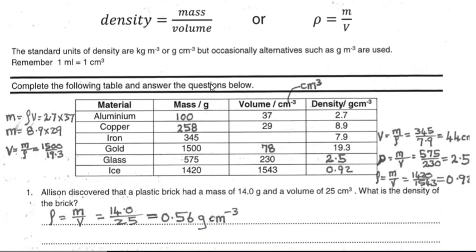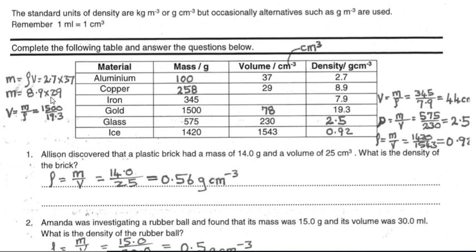Complete the following table and answer the questions below. So here we've got a series of materials, and you're given some of the masses, some of the volumes, some of the densities, and you've just got to fill in the blanks here. If you're trying to calculate a mass, you need to know the volume and the density. So for example, you will multiply the density by the volume and you will get your answer.